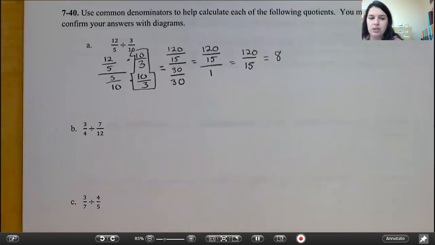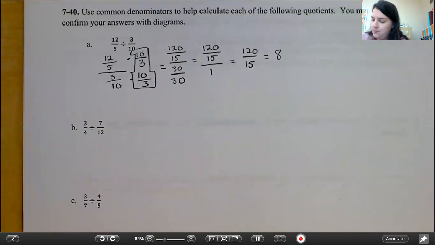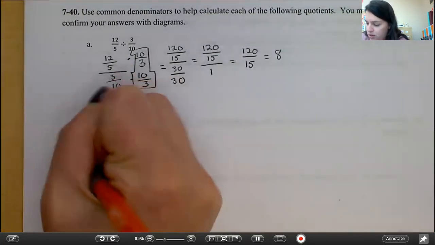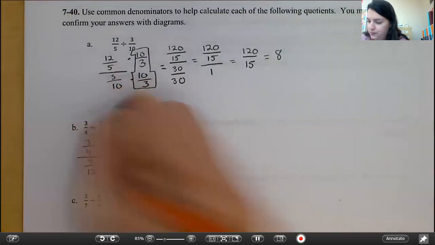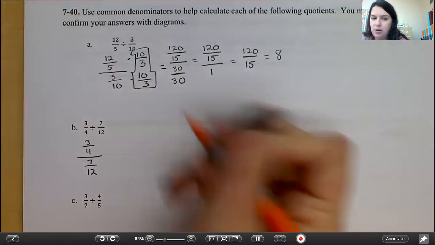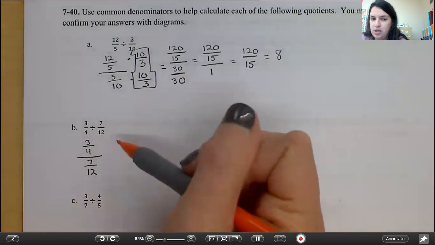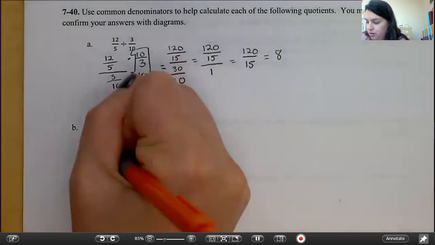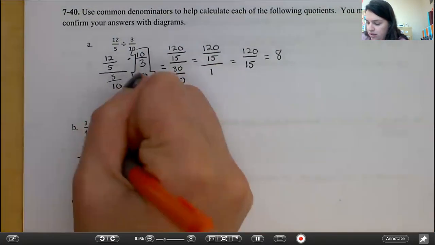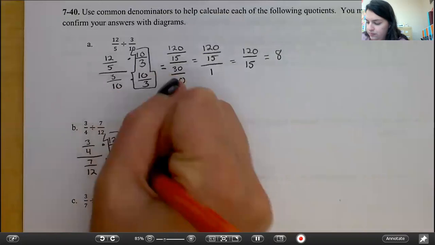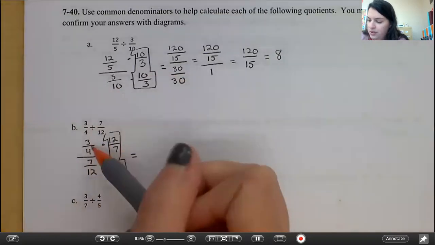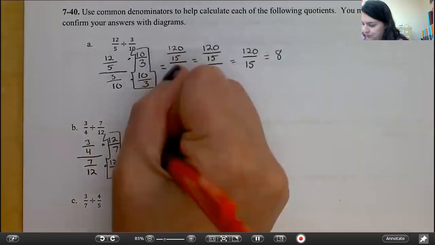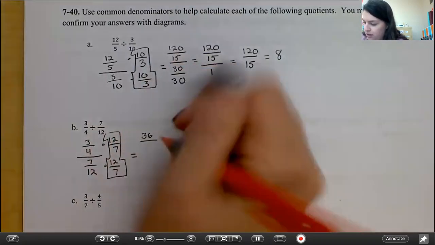We're going to do one more together. Part B, 3/4 divided by 7/12. So we have 3/4 divided by 7/12. We need to multiply by the reciprocal of our denominator. Our denominator is 7/12, so we need to multiply by 12/7, both the numerator and the denominator. This is our super giant 1. So 3 times 12 is 36. 4 times 7 is 28.